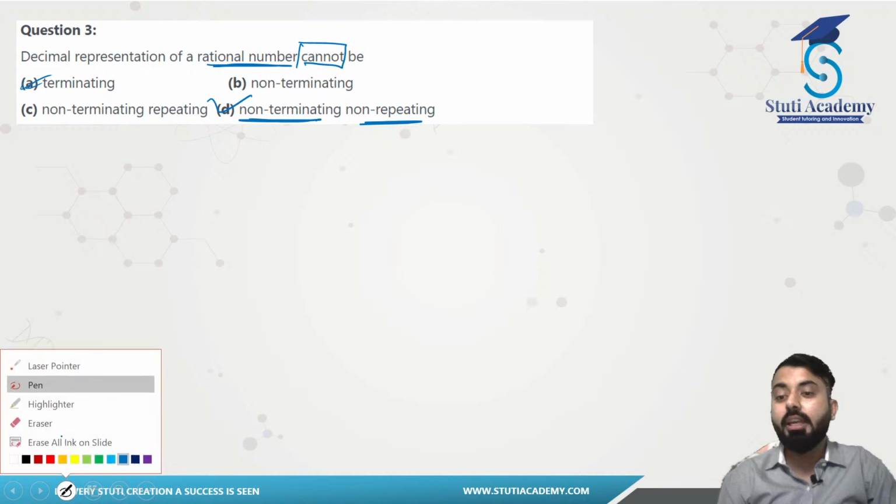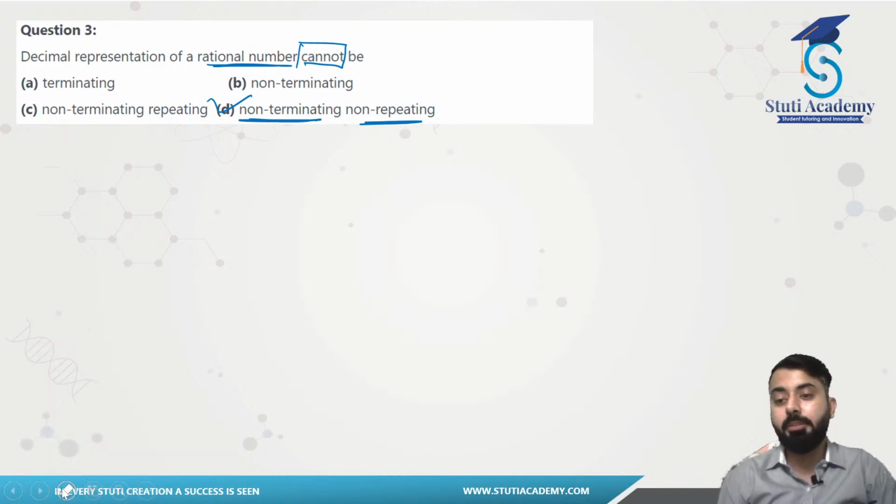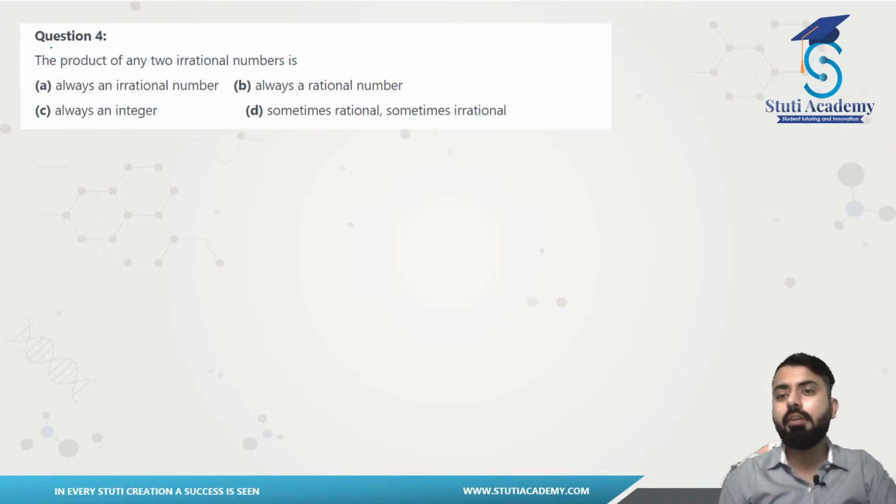That means the only answer that represents an irrational number, or you can say that is not valid for the case of rationals, is that they cannot be non-terminating and non-repeating at the same time. They have to be either terminating or non-terminating but repeating. So that is the concept here for this question. Now let's move forward. Our fourth question.